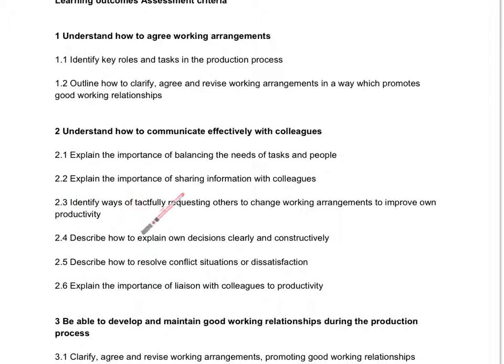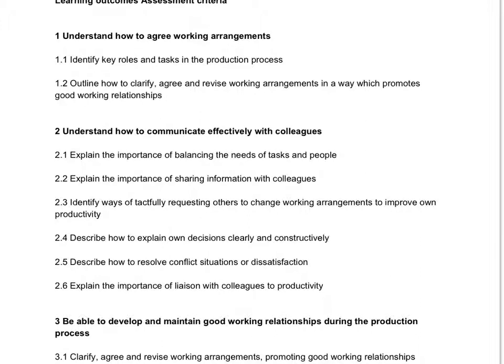Explain why the sharing of information with colleagues is important as well for 2.2. Why is it important to share information with colleagues in a way that is clear to everybody? Why is it important everybody's kept in the loop? Is it important? How do you do that? What's the best way to do that?